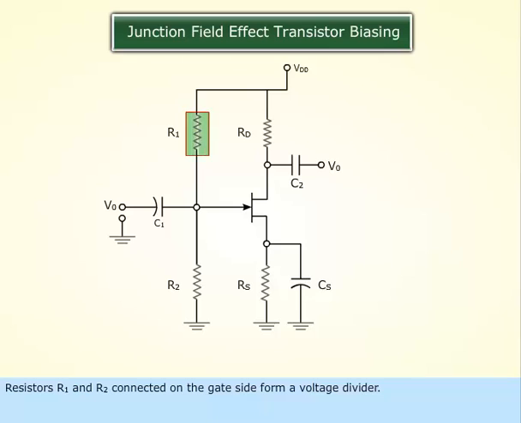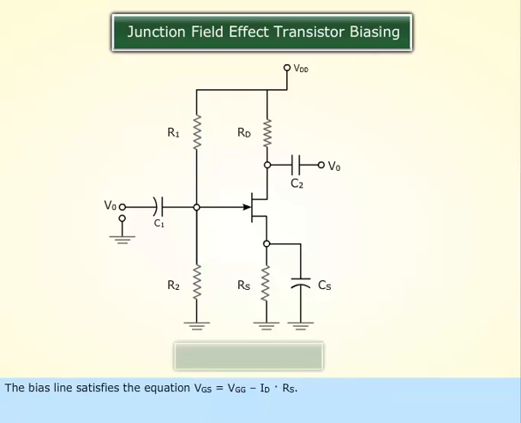Resistors R sub 1 and R sub 2 connected on the gate side form a voltage divider. The bias line satisfies the equation V sub GS equals V sub GG minus I sub D times R sub S.